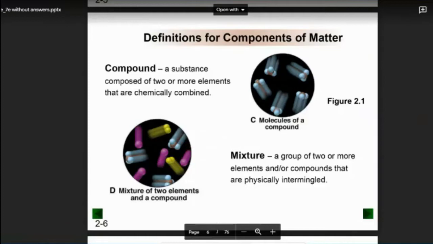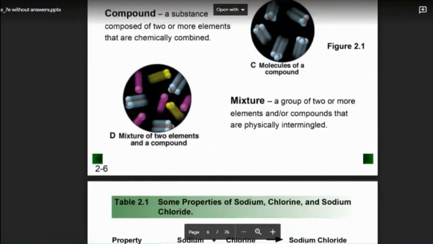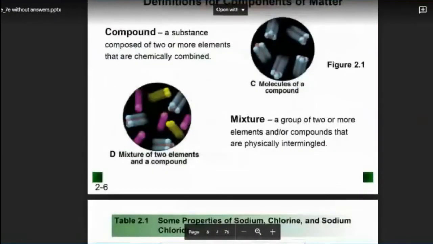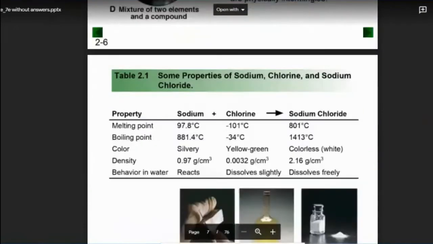And so when you look at the picture in D, you can see that the pink spheres are individual elements that are atoms. The yellow spheres are molecules that are elements. And then the light blue and the brown sphere together is a compound. All of those are pure substances, but when they get mixed together, they're called a mixture. And they're not combined with each other chemically. So you can separate them. That's what we call a physical property.